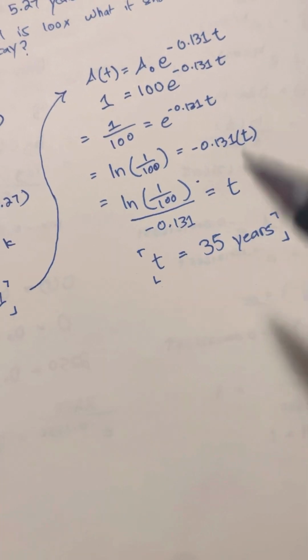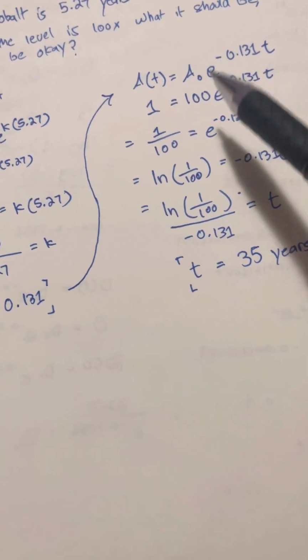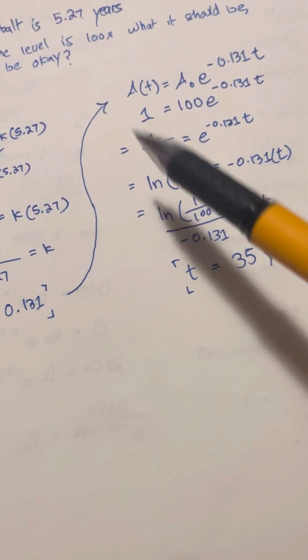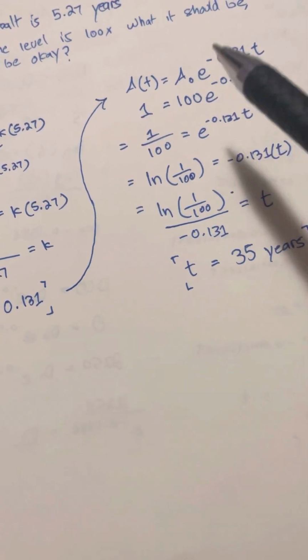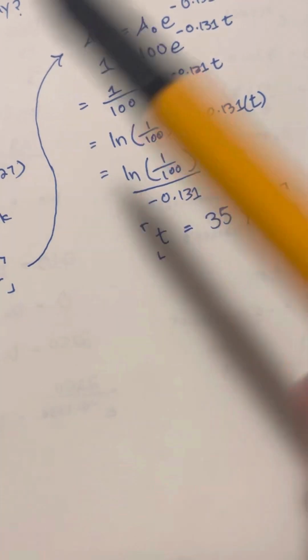So it'll take 35 years roughly for this entire thing. If it starts with the levels at 100 times what it should be, for it to get to 1, or get back to normal, it's going to take 35 years. So we just solved that.